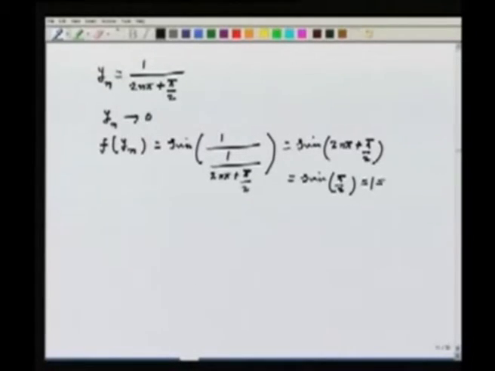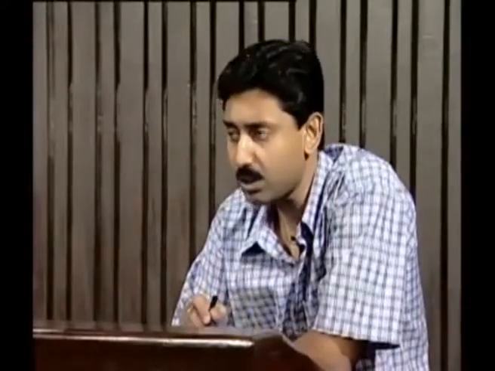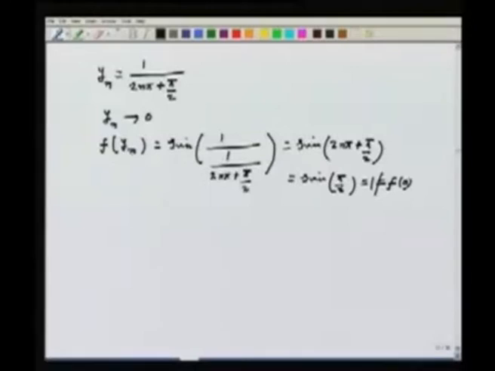And this is not f of 0. That means the function is not continuous at 0. Because if it were, then for any sequence xn converging to 0, f of xn should converge to f of 0. But that is not happening. I have found a sequence yn which converges to 0, but f of yn does not converge to f of 0. Well, you might say that it is my fault.